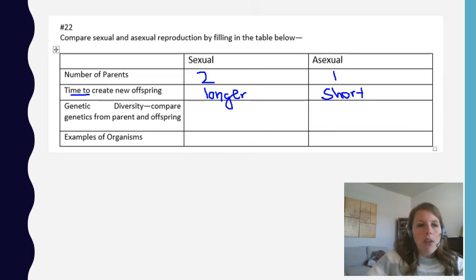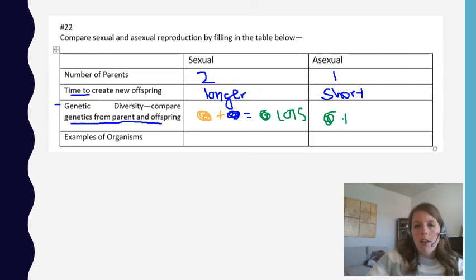All right, how about the amount of genetic diversity that you get? So compare genetics from parent to offspring. Okay, so in sexual reproduction, we've often colored, if we could color, you get a mom and you get a dad that are different, right? And the outcome ends up being, so we kind of showed this with circles, the outcome ends up being a mix. So there is lots of genetic variation, okay? And in asexual reproduction, everything, parent equals offspring forever, okay?